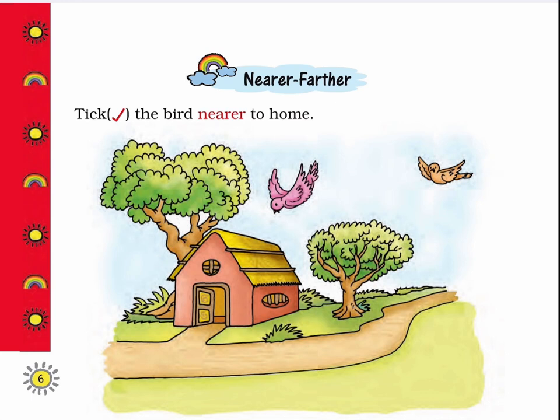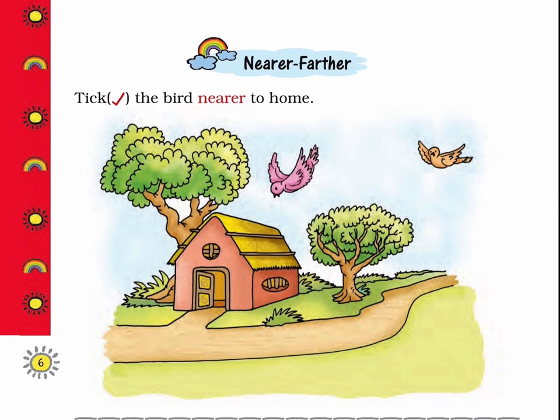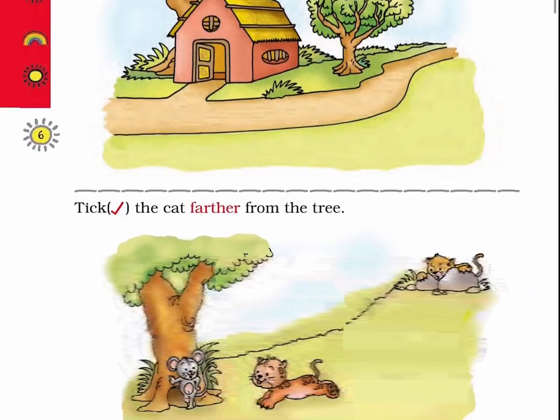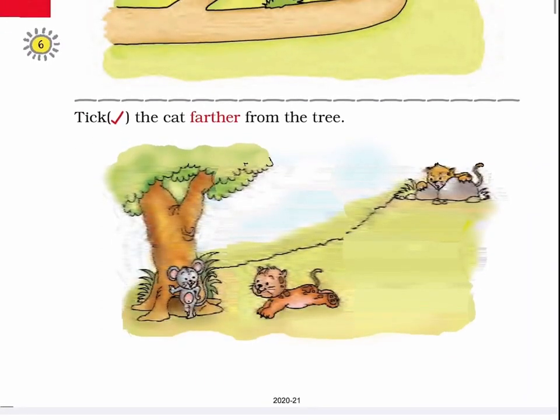Before reading this page, let's become familiar with objects and animals on this page. Object 1. House. House is a place where we live. Animal 1. Rat. Rat is a small animal with 4 legs and a tail.